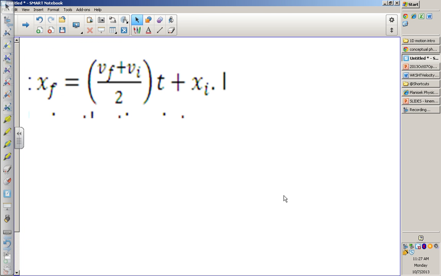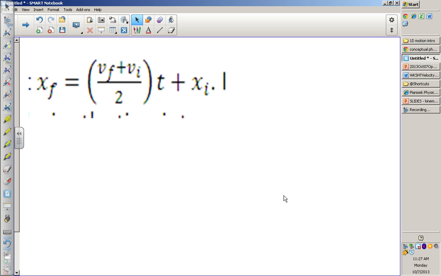So all we did was take the expression for average velocity and plug it into that previous equation. Now, if we know that something is speeding up, if we know how fast it's going at the end and how fast it was going at the beginning, we can find out where it ends up.